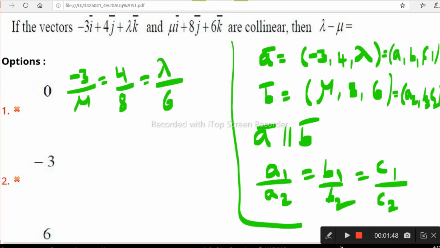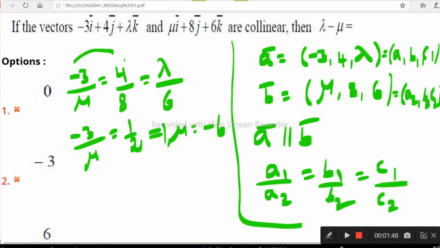First, 4 cancels 8, 2 times. Minus 3 by mu is 1 by 2. From this, mu is minus 6. By equating these two, I got the mu value. By equating these two, we can get the lambda value. So next, lambda by 6 is 4 by 8, which is 1 by 2. From this, lambda is 6 by 2, which is 3.